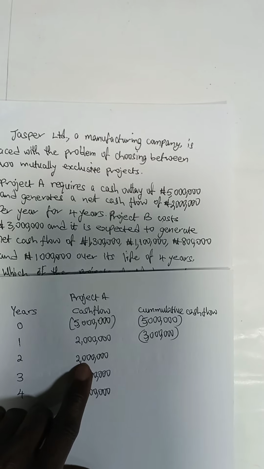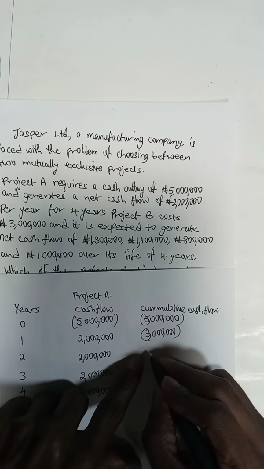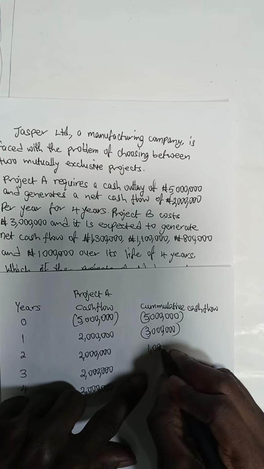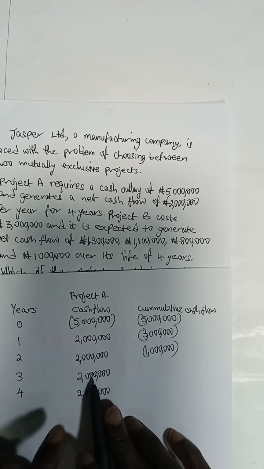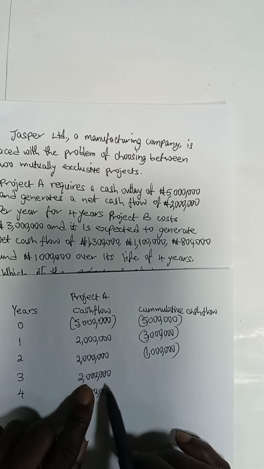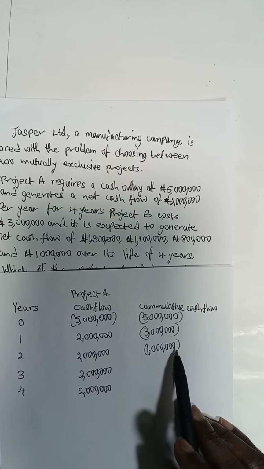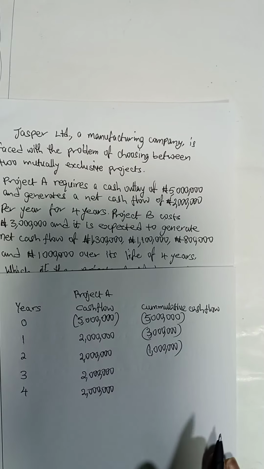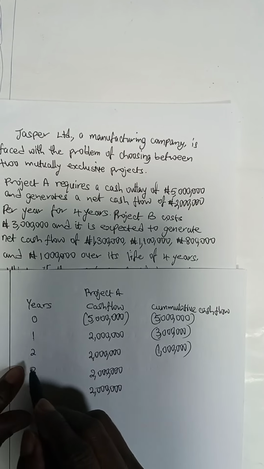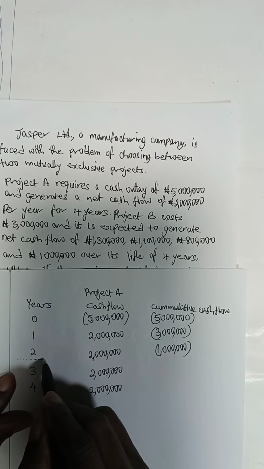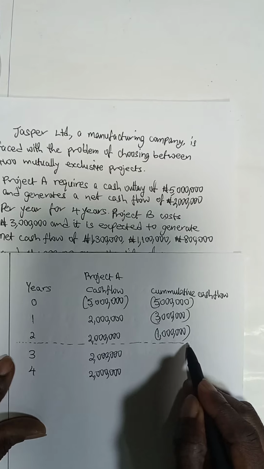Then this 3 million again will be reduced by this 2 million to 1 million. So we bracket it. So we have 1 million here, and 2 million here. This 2 million cannot just reduce this 1 million straight like that. So we have to apply some rules here. Here we stop at year 2. We note it like this.